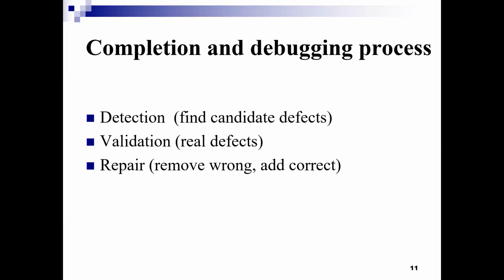So how can we complete and debug? Well, there are different stages. One is a detection stage where we find candidate defects. Then we need a domain expert to validate whether these really were defects. And then we have a repairing phase where we remove wrong information and add correct information. Many systems nowadays actually don't use a domain expert yet, so they don't have a validation phase, but it also means that you cannot guarantee the quality.